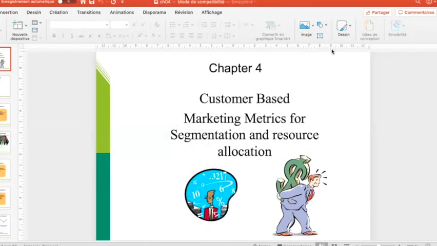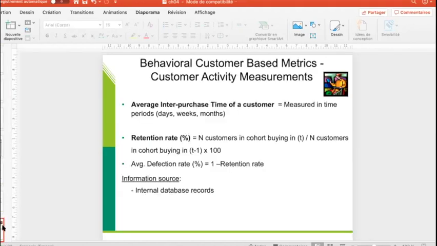In chapter 4, we will now talk about the customer-based marketing matrix based on transactional data, which comes from customers. Retention rate is the number of customers in one cohort buying in the actual time period divided by the number of customers in the cohort buying in the preceding time period, so T minus 1. What is a cohort? A cohort is nothing else than a group of customers.